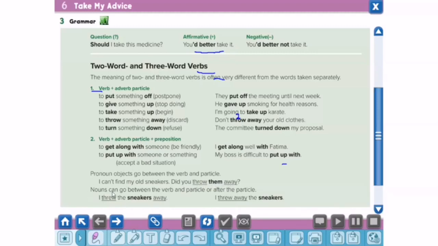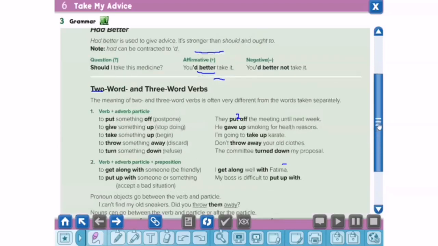Okay? Nouns can go between the verb and particle or after the particle. It's okay. We can say I threw the sneakers away or I threw away the sneakers. But we do not do this with the pronoun. We cannot say in English, did you throw away them? No. Did you, for example, did you take up it? No, take it up, give it up, okay? Put off. This is the same meaning.